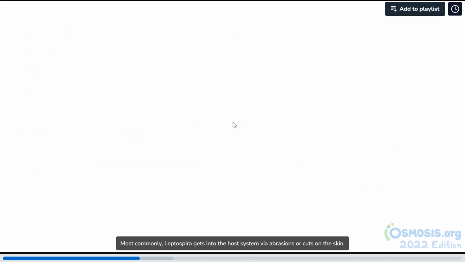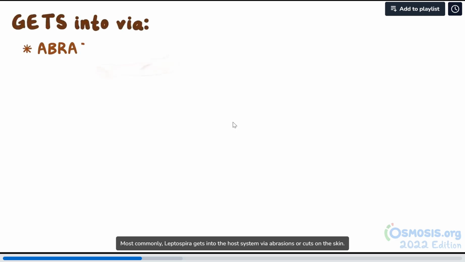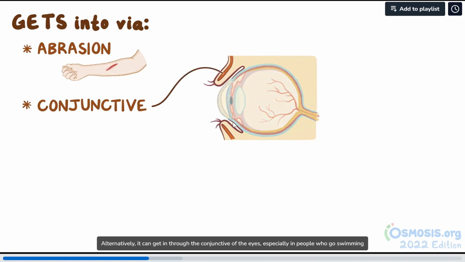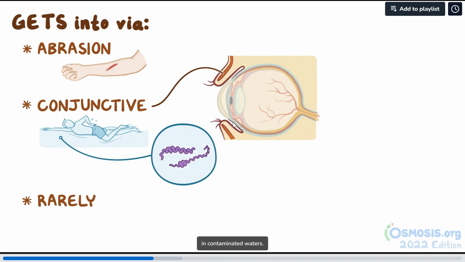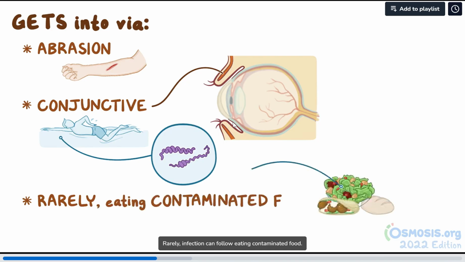Most commonly, Leptospira gets into the host system by abrasions or cuts on the skin. Alternatively, it can get in through the conjunctiva of the eyes, especially in people who go swimming in contaminated waters. And rarely, infection can also follow eating contaminated food.